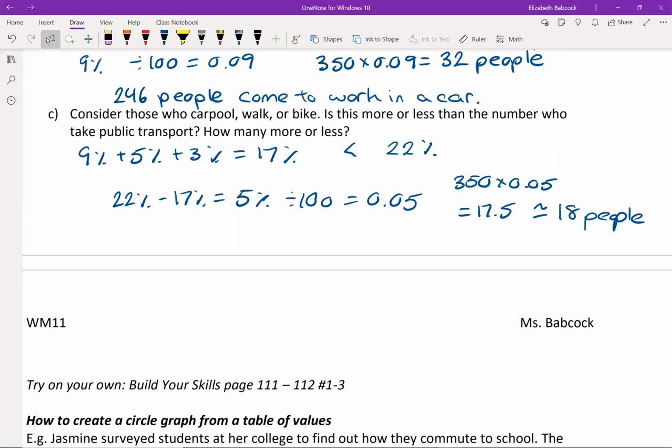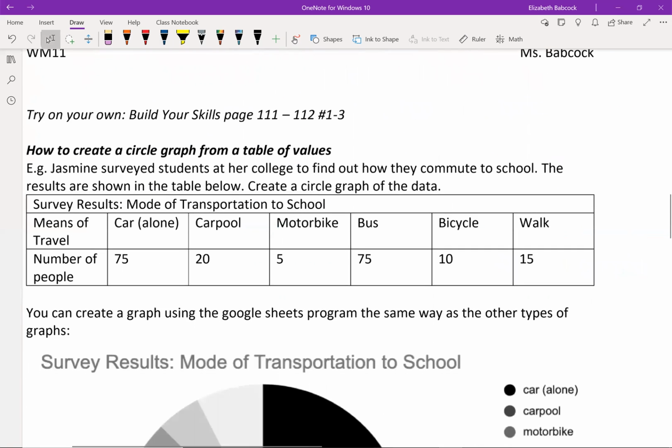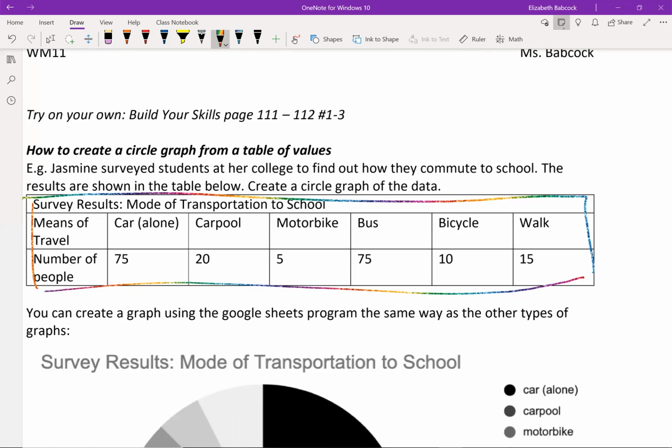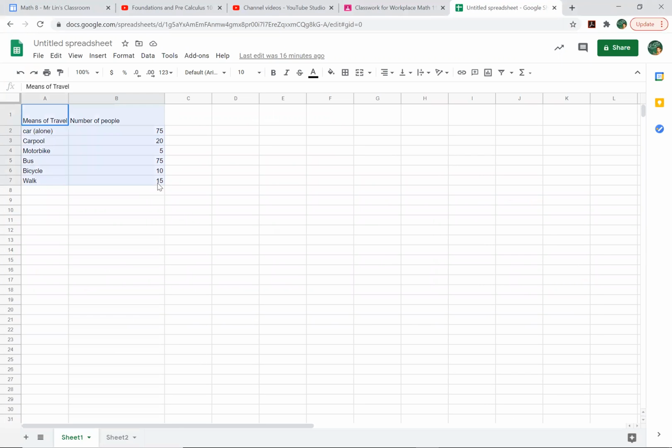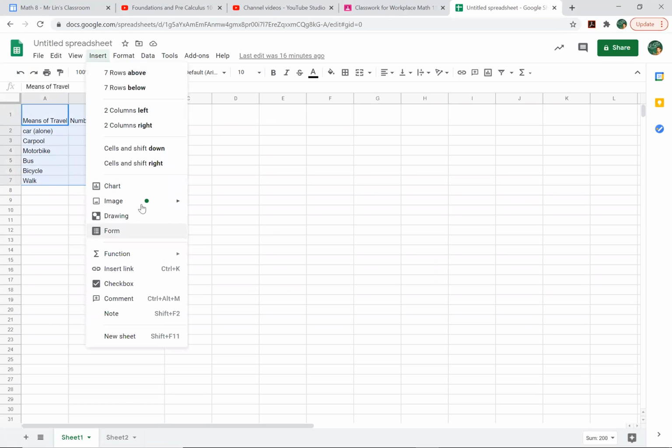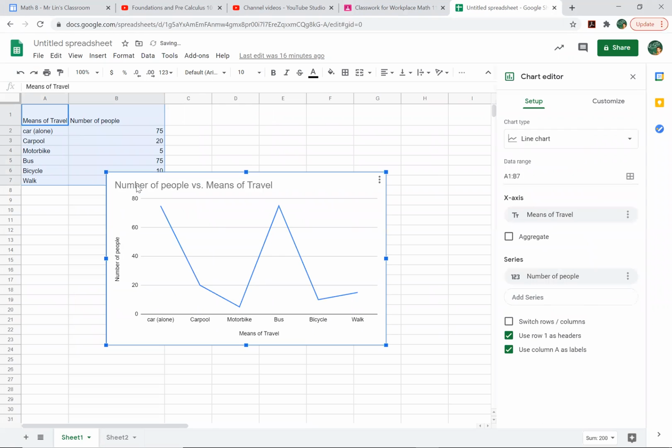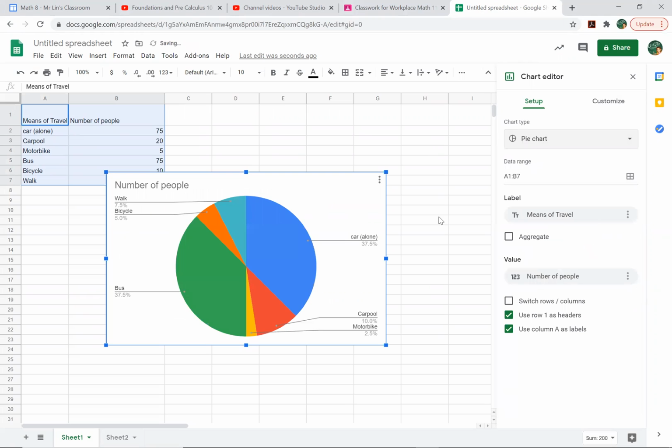Okay, so how to create a graph from a table of values. I took this information and put it into a Google Sheets program, and I created a circle graph. So how that was done: if we go to Sheets, I already have the data put in. I'm going to highlight it, insert chart, and it inserts a line chart. I don't want a line chart, I want a pie chart. Okay, so here is my pie chart, all done.